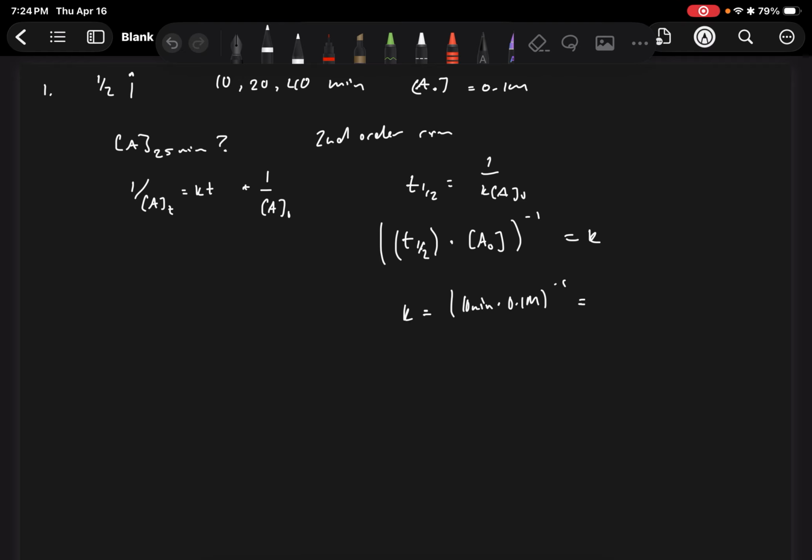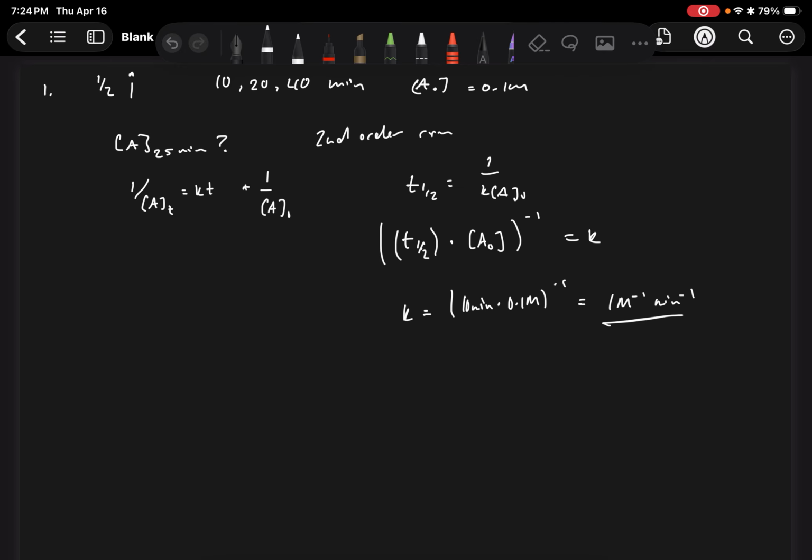So that would be, wait, what? 10 times 0.1 is 1. 1 to the power of -1 is 1. So that means it'll just be 1 mole per liter, -1 min, -1. But I feel kind of suspicious about that. That's all I have to sub in, because we're not even talking about what the concentration is. But I guess that's all we have to do. Okay, so we found K.